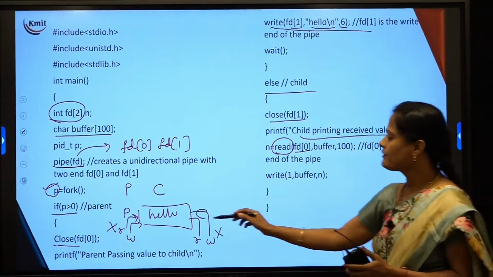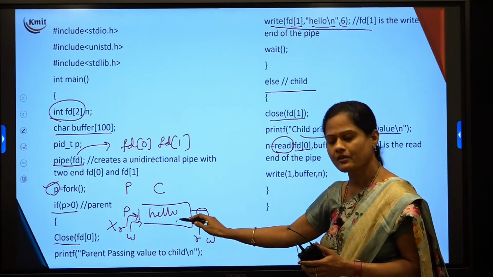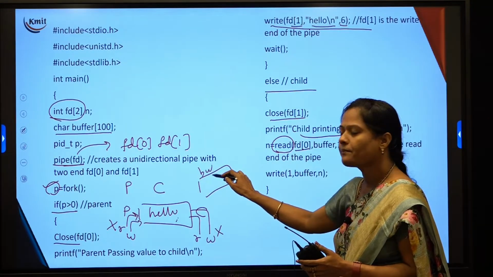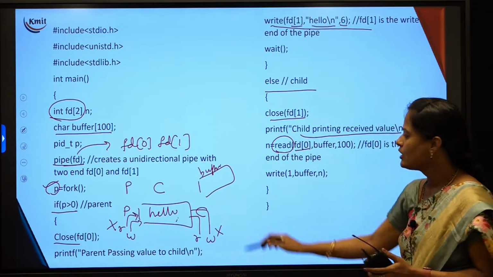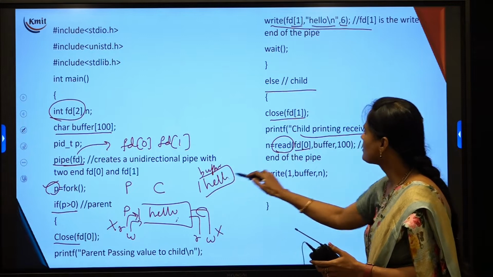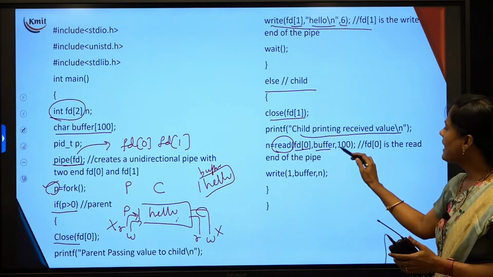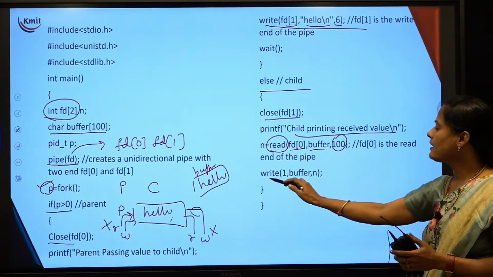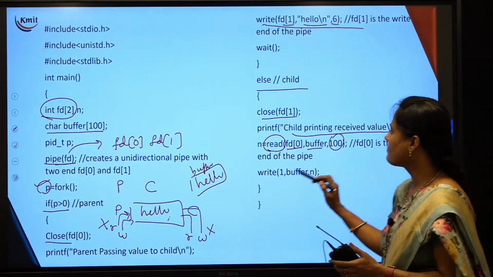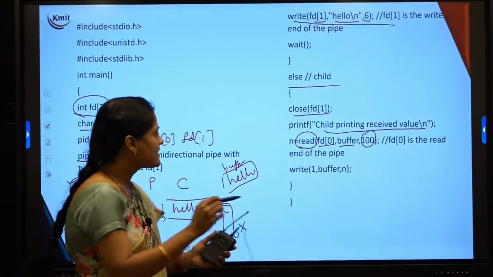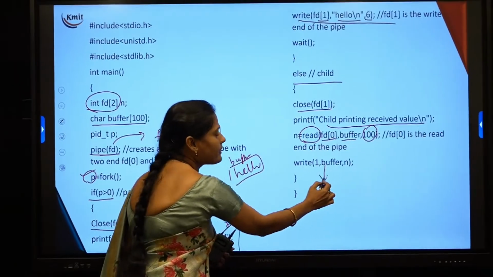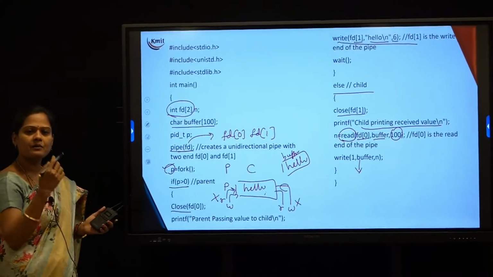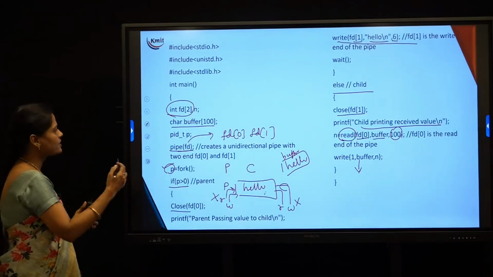Once you are reading the data from the pipe, what are you reading? Hello. Where is that to be stored? It is to be stored in a temporary location, that is your buffer. So hello will be stored here, and this 100 indicates the maximum capacity. And then write of 1, buffer, n, where you are just displaying the values of the buffer onto the screen. So this indicates how the data is passed from a child to a parent or a parent to a child.